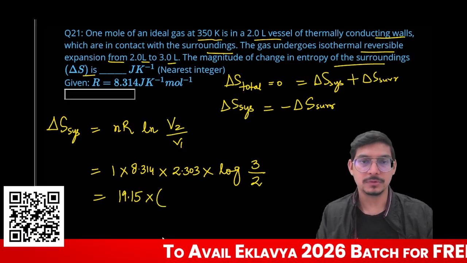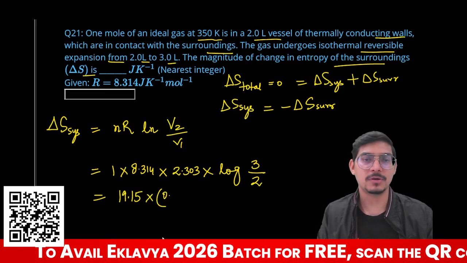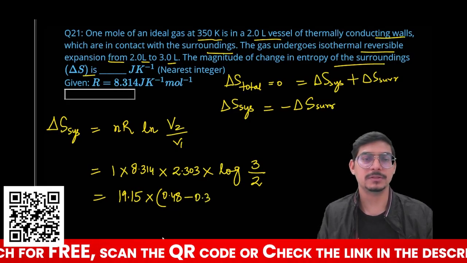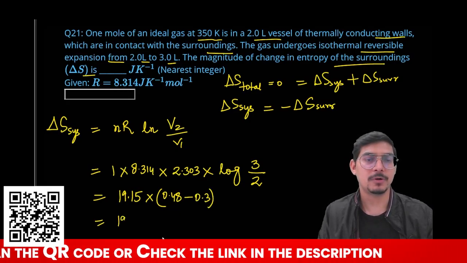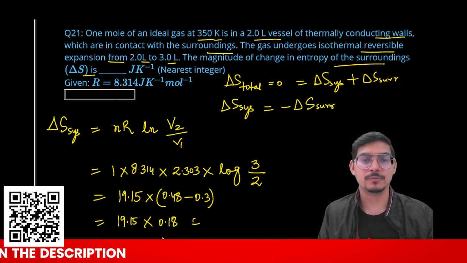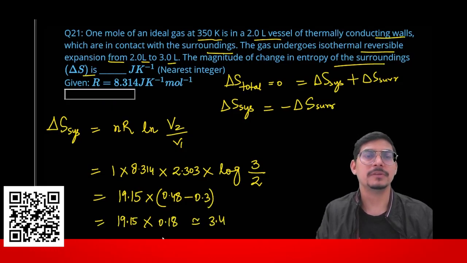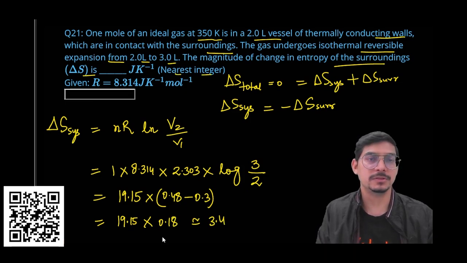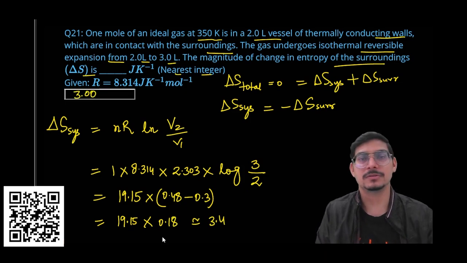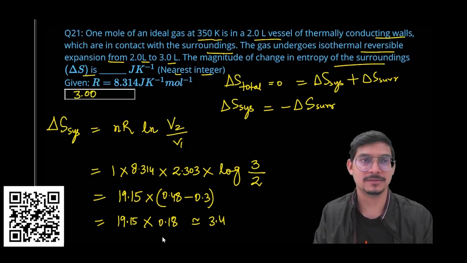Log 3 by 2 is log 3 minus log 2. Log 3 is approximately 0.48 minus log 2 is approximately 0.3. So this would be approximately 19.15 multiplied by 0.18, which comes out to be approximately 3.4. But we have to tell the answer to the nearest integer in joule per Kelvin. So the answer would be 3 to the nearest integer. So 3, that would be the correct answer to this question.